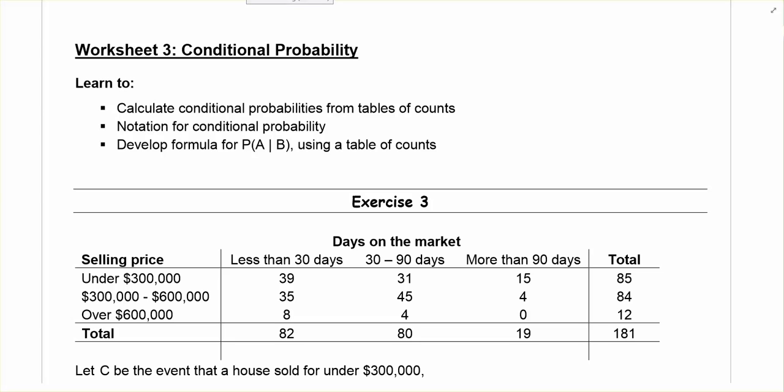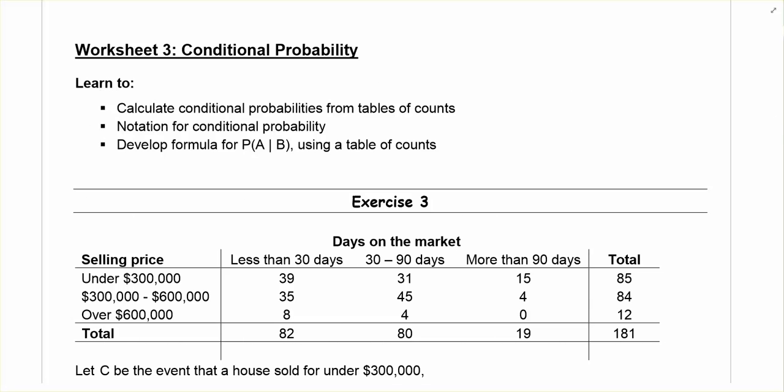Hi there. This video is an introduction to conditional probability, and it's based on the New Zealand curriculum at NCEA Level 3, which is the final year of high school. The goal is to learn to calculate conditional probabilities from tables of counts, the notation for this, and a formula for it.